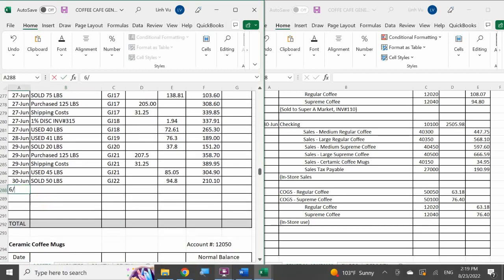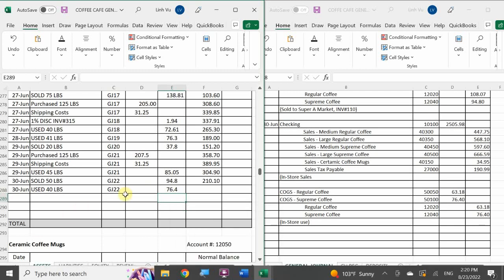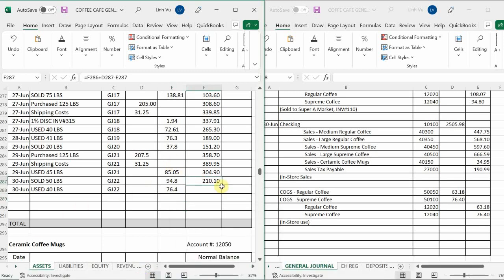And for Supreme, we used 40 pounds on page 22 for $76.40. So now balance is $133.70. Yes, 133.70, which should be correct in your inventory worksheet.